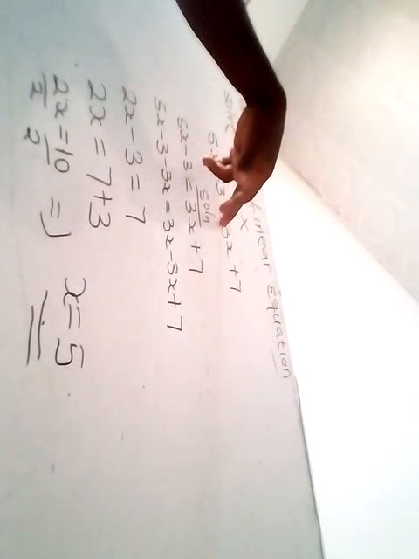So let's look at the examples here, how we go about it, and then we start from there. Okay, let's solve for x. The question is, solve for x: 5x minus 3 equal to 3x plus 7. Solution. This one we are solving using the balancing method.